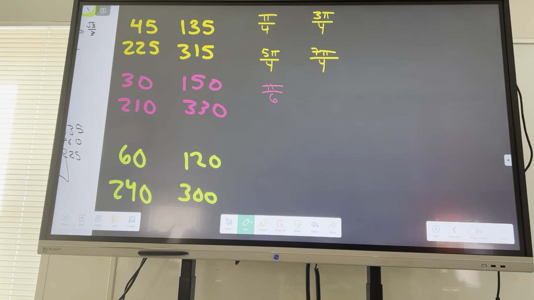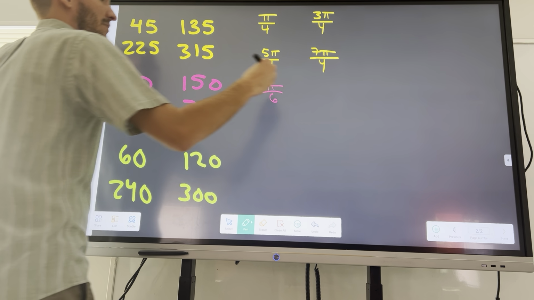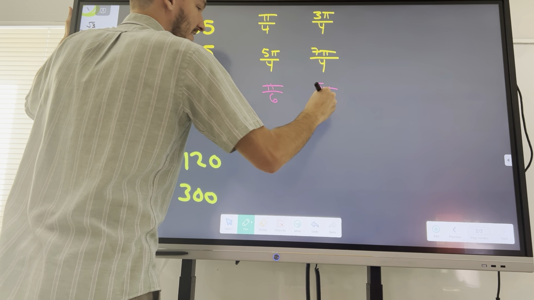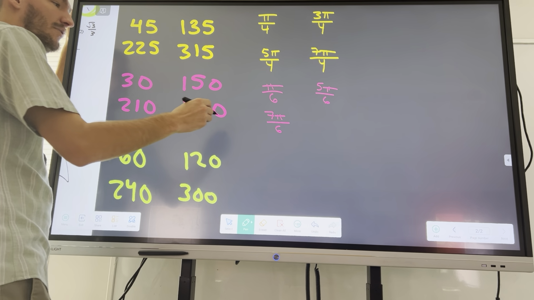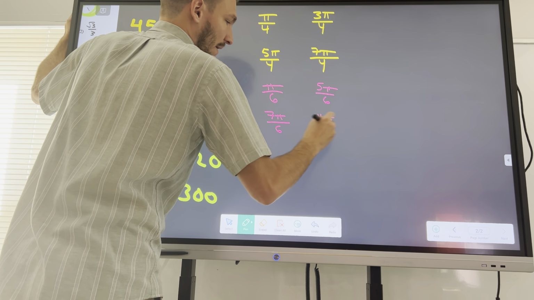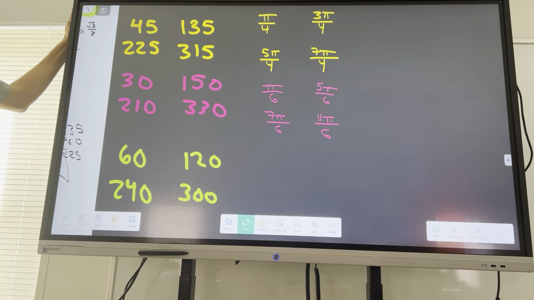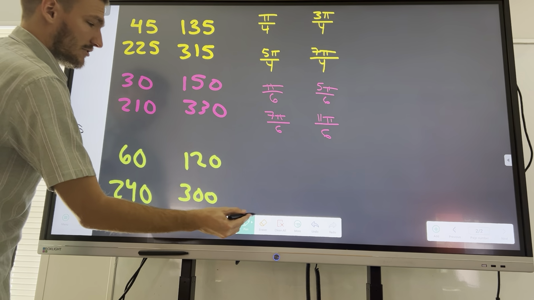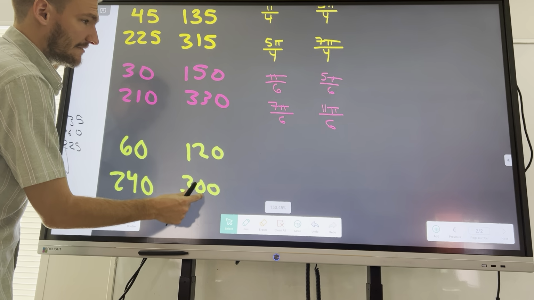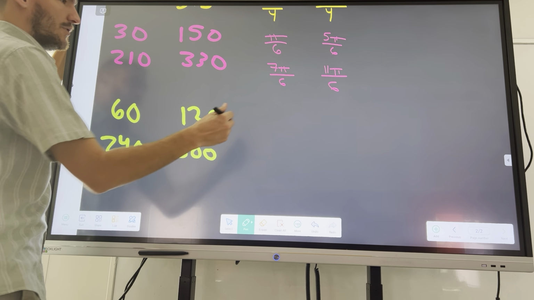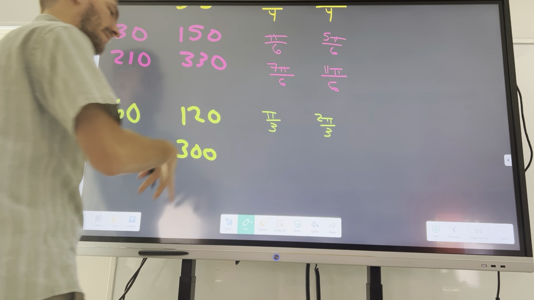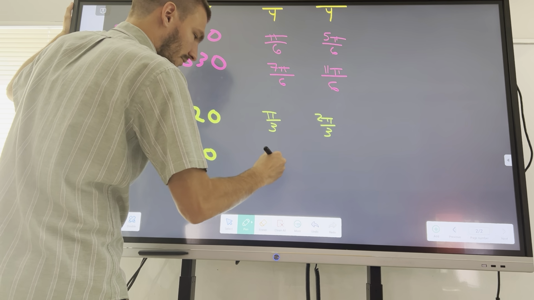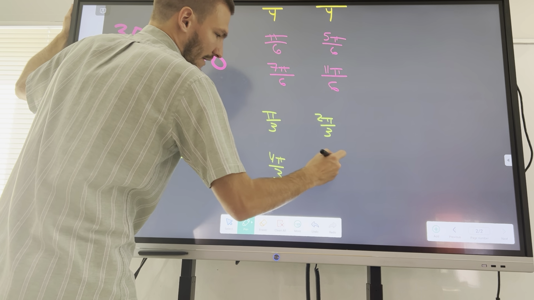Is that pink easy to see? Yeah, it's pretty good. 30 is pi over 6, and 150 is 5 pi over 6, and 210 is 7 pi over 6, and 330 is 11 pi over 6. And what do all those have in common? They're divided by 6. And so let's do the very last one here, the 60 family converted into radians, which would be pi thirds, 2 pi thirds, 3 pi thirds, nope, that one reduces, 4 pi thirds, and 5 pi thirds.